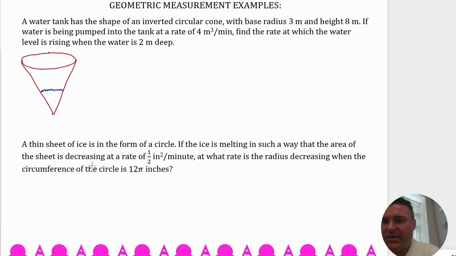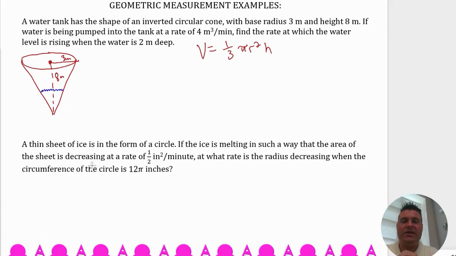So what I do know about this is that this is going to have a radius of 3 meters, and this is going to have a height of 8 meters. The cone itself, not necessarily the water. With this picture, I'm going to go ahead and start to name everything that I need here. And actually, before I even do that, we're talking about volume, adding water into the cone. So we're going to say that the volume formula here is 1/3 pi r squared times h. That is our volume formula.